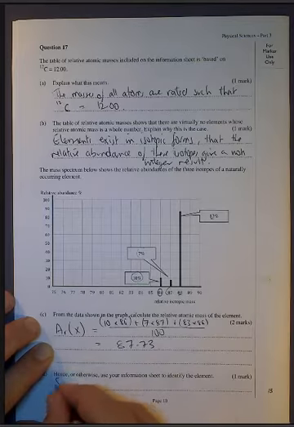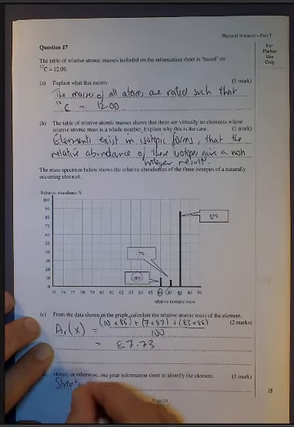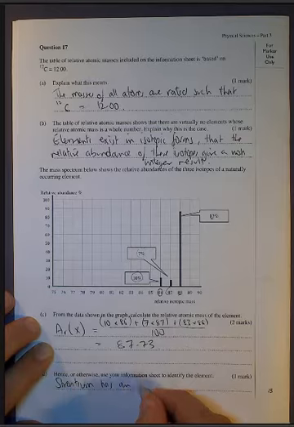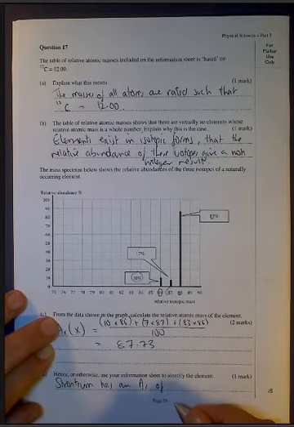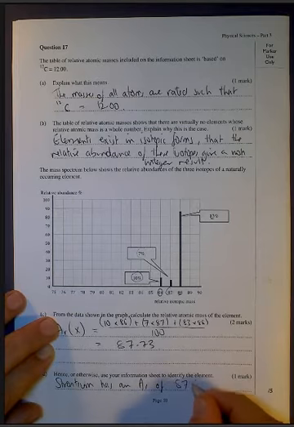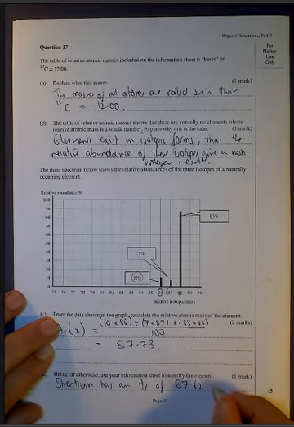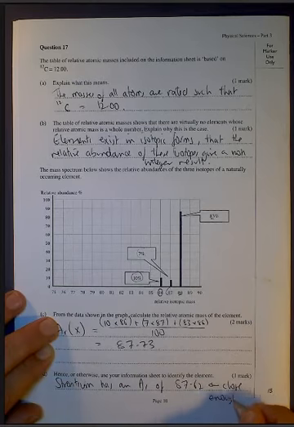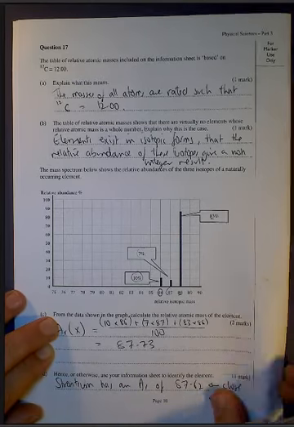Strontium has an Ar of, what did we say it was? 87.62. Close enough. And that's the end of question 17.